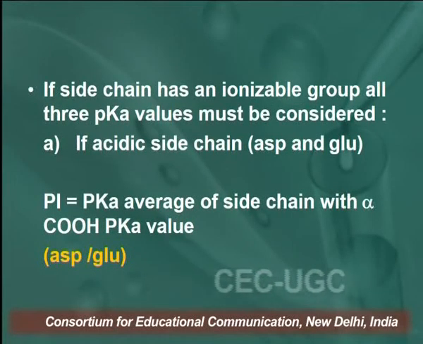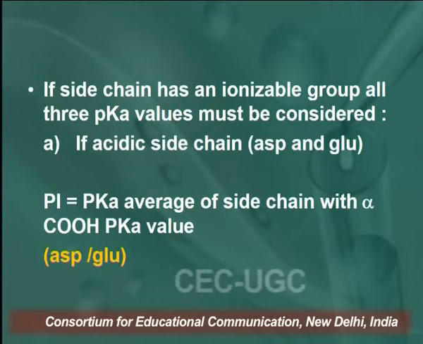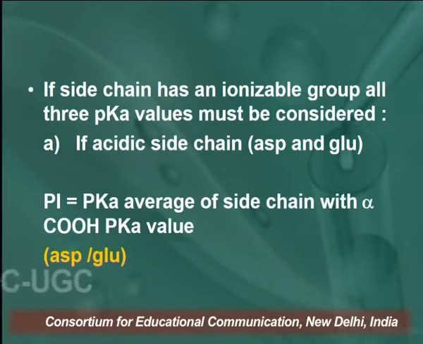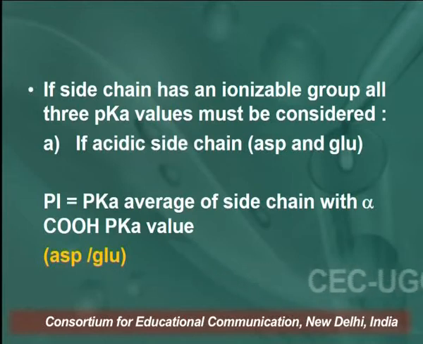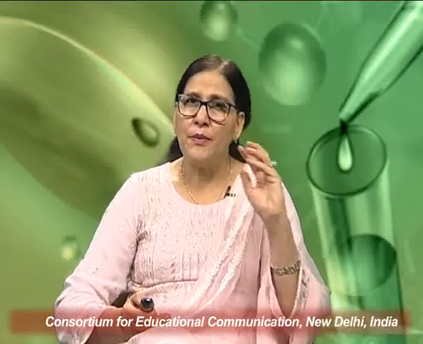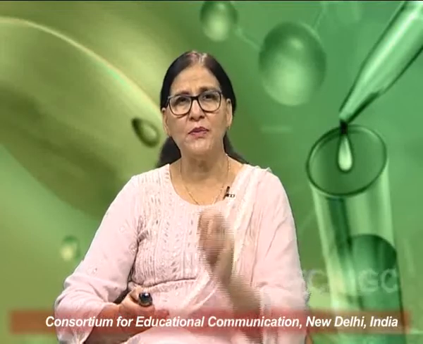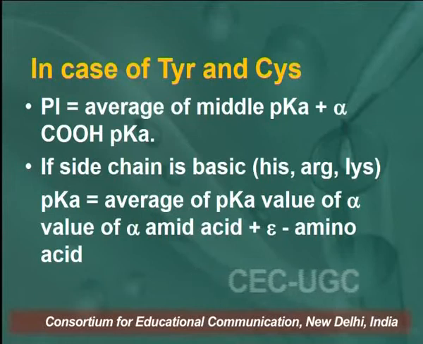If the side chain has an ionizable group, if there is an amino acid which has an ionizable R group, all three pKa values must be considered. Understand, it's very important. In that case you have to add all three values. If it has an acidic side chain like aspartic and glutamic acid, the pI value will be the average of the side chain pKa with the pKa value of the alpha COOH in both the amino acids. In case of tyrosine and cysteine, the pI value will be the average of the pKa value of the side chain and the alpha group.